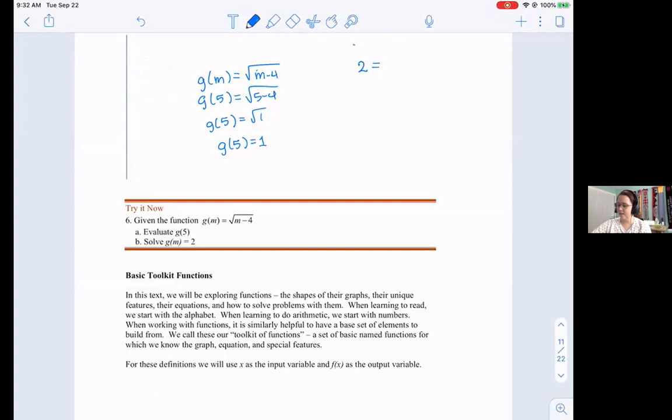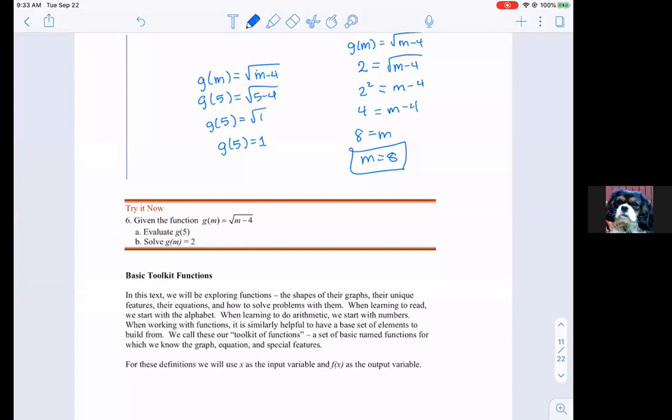Okay, so g of m equals 2. So we're going to square both sides. So 2 squared gives me 4. And thus m has to be 8. Ta-da! Yeah, so if m were 0, we'd have the square root of negative 4, so then we'd have 2i rather than just 2.